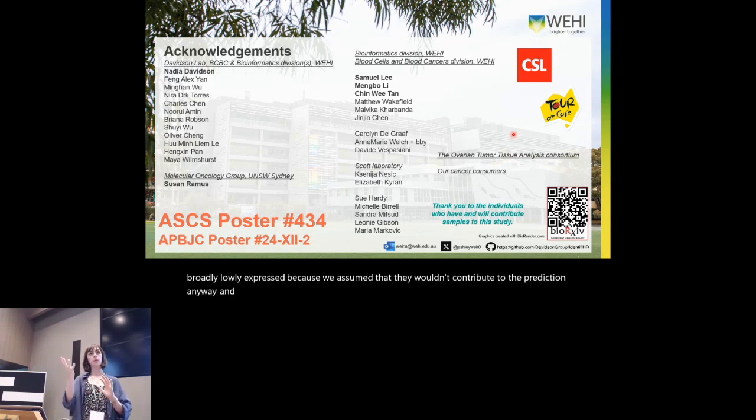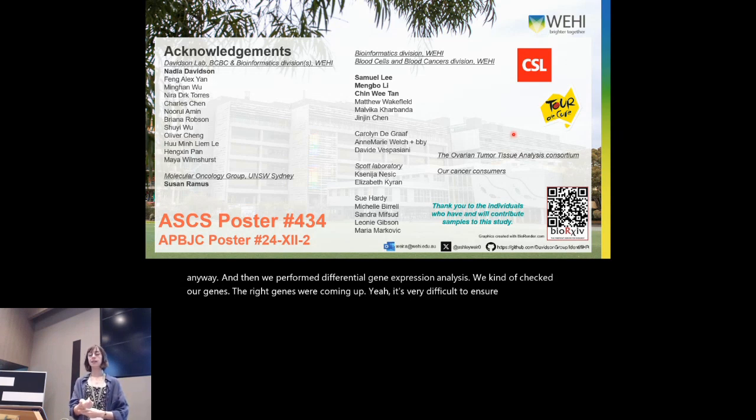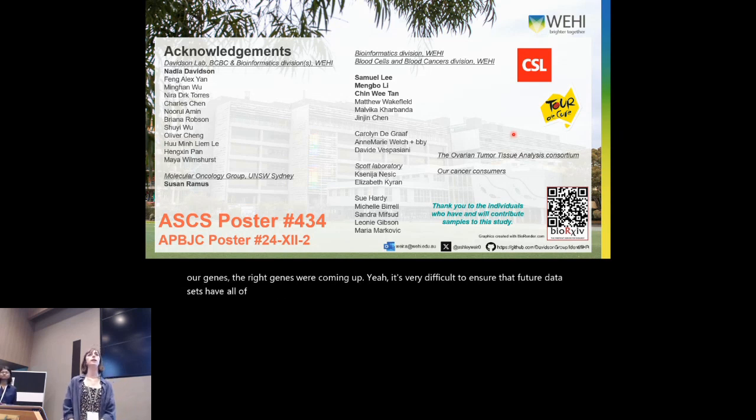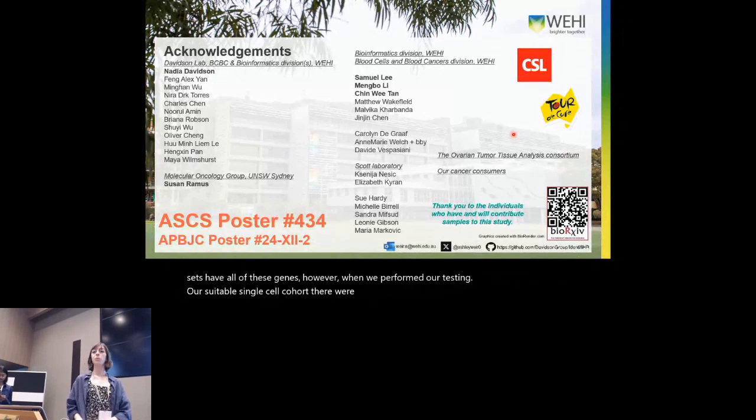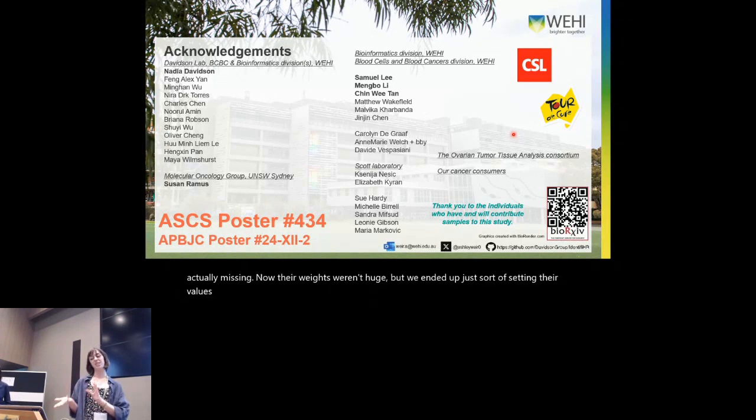And then we performed differential gene expression analysis. We checked that the right genes were coming up. Yeah, it's very difficult to ensure that future data sets have all of these genes. However, when we performed our testing in our pseudobulked single cell cohort, there were 8 out of our 209 weighted genes that were actually missing. Now, their weights weren't huge, but we ended up just setting their values to 0, and we still had quite a high accuracy. So we're happy with our features.